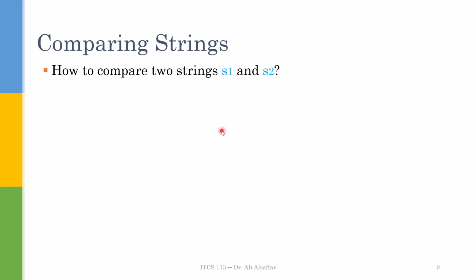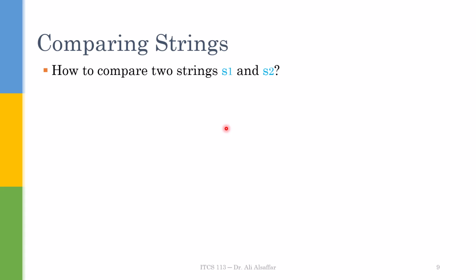So the question is how to compare strings. Imagine you have two strings, S1 and S2, and we would like to compare the two strings. If we have numbers, when we compare them by using equal, not equal, less than, we are talking about numbers. So if we say that 100 is less than 200, that means when we put them in order, 100 comes before 200. This is how it works on numbers.